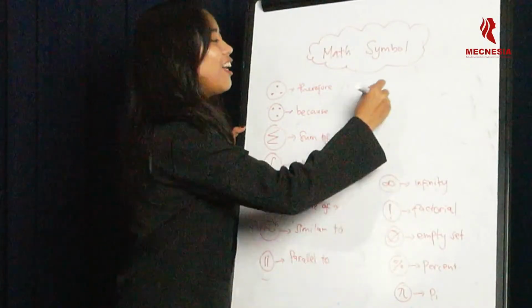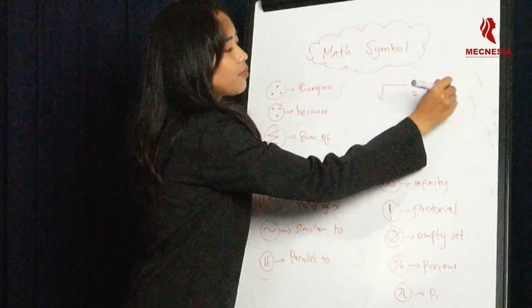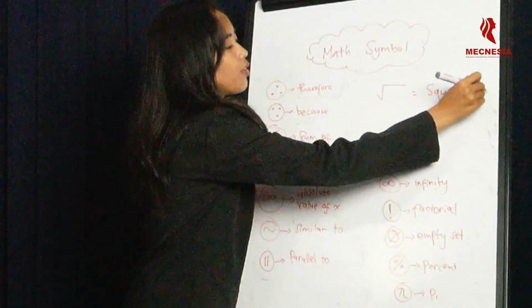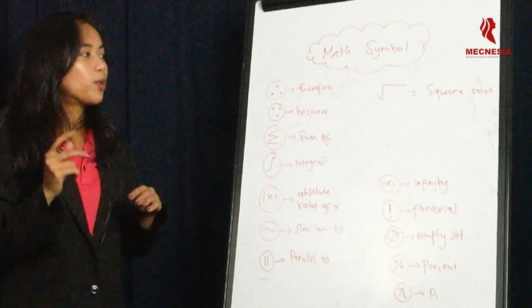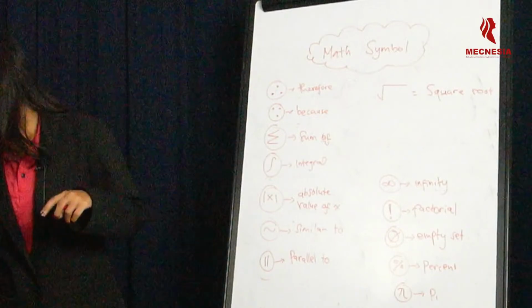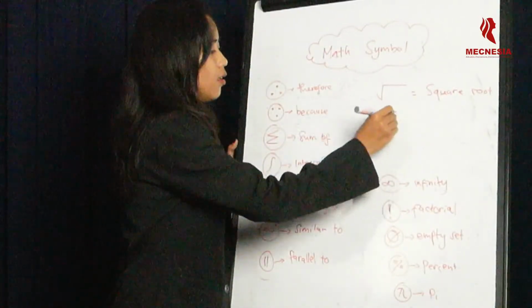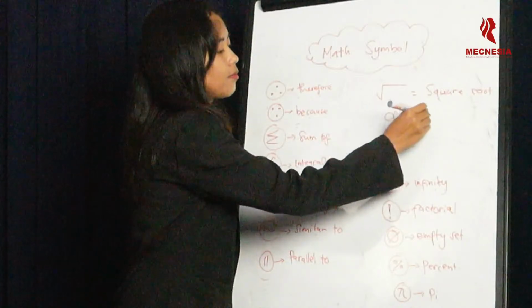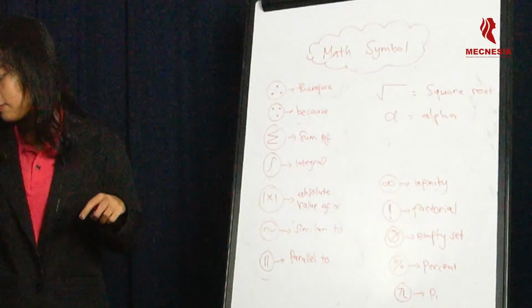Next, we have akar. Well, akar is called square root. Square root. One more time. Square root. Akar. Next we have alpha. Alpha.